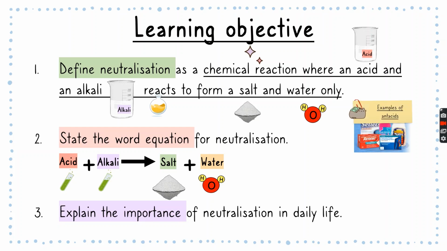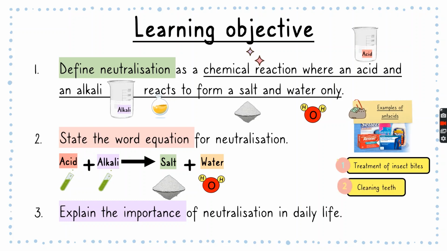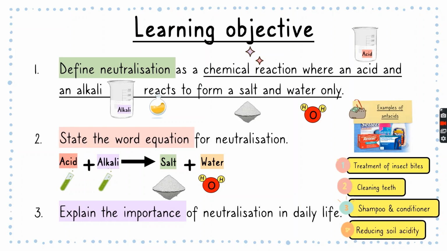One of the main examples was antacids. Even though the name says acids there, they're actually made up of alkali, which helps to neutralize acids that are found in our stomach and can cause indigestion or heartburn. Other examples are number 1, treatment of insect bites, number 2, cleaning teeth using toothpaste, number 3, using shampoo and conditioner, and number 4, reducing soil acidity.